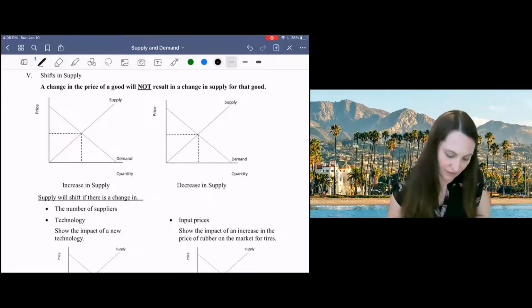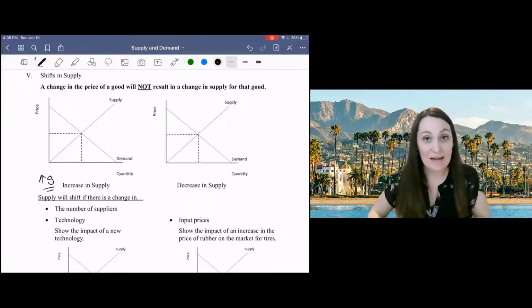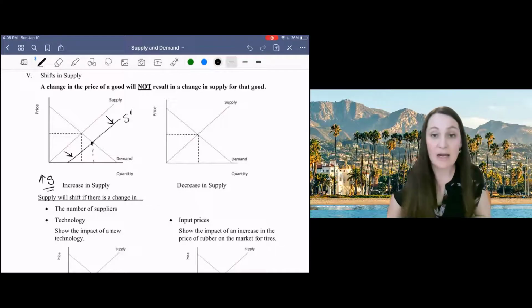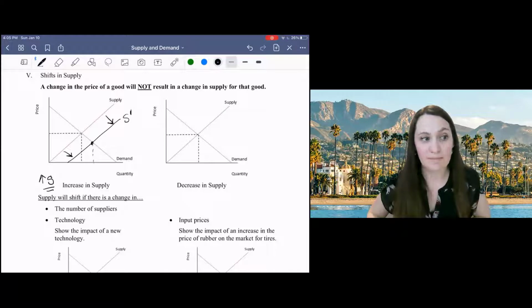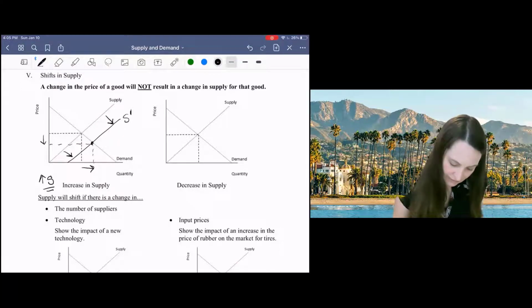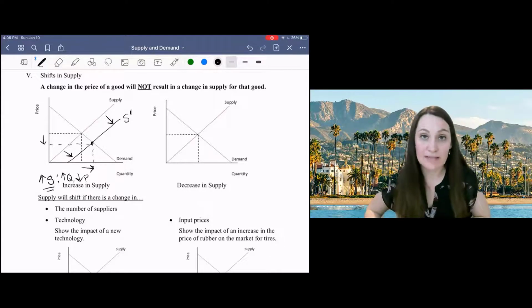So if we have an increase in supply, this means that the entire line will move. And as supply increases or shifts outward, this will drive down the price of the product as there's more available on the market. So an increase in supply results in an increase in the quantity traded on the market, but a decrease in the equilibrium price.